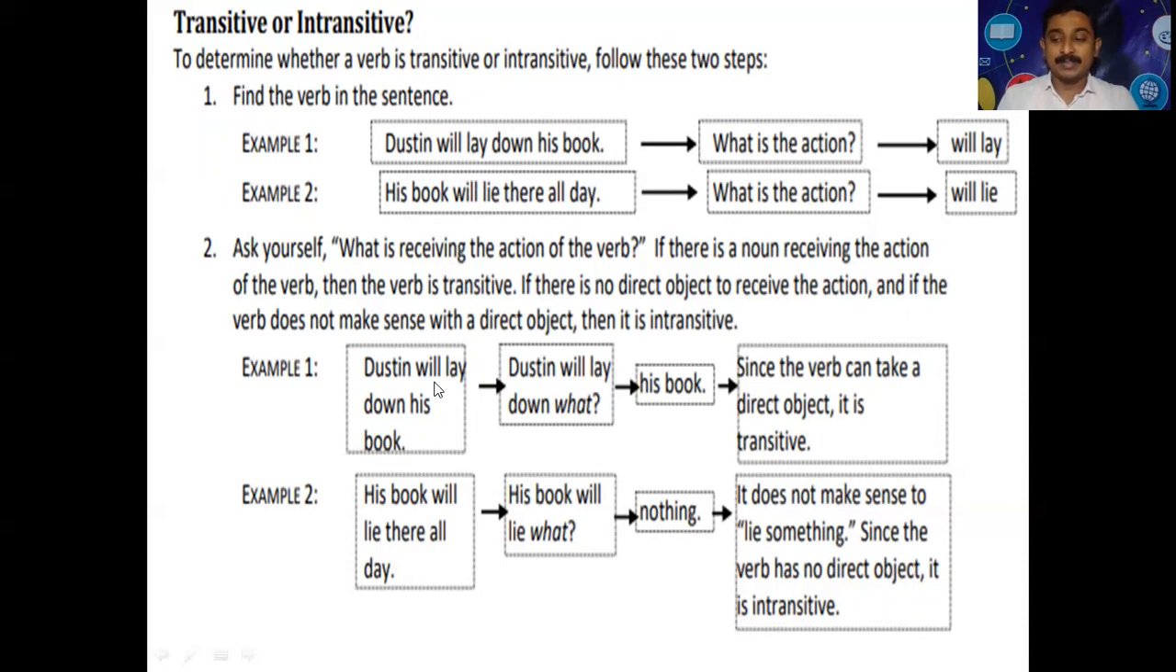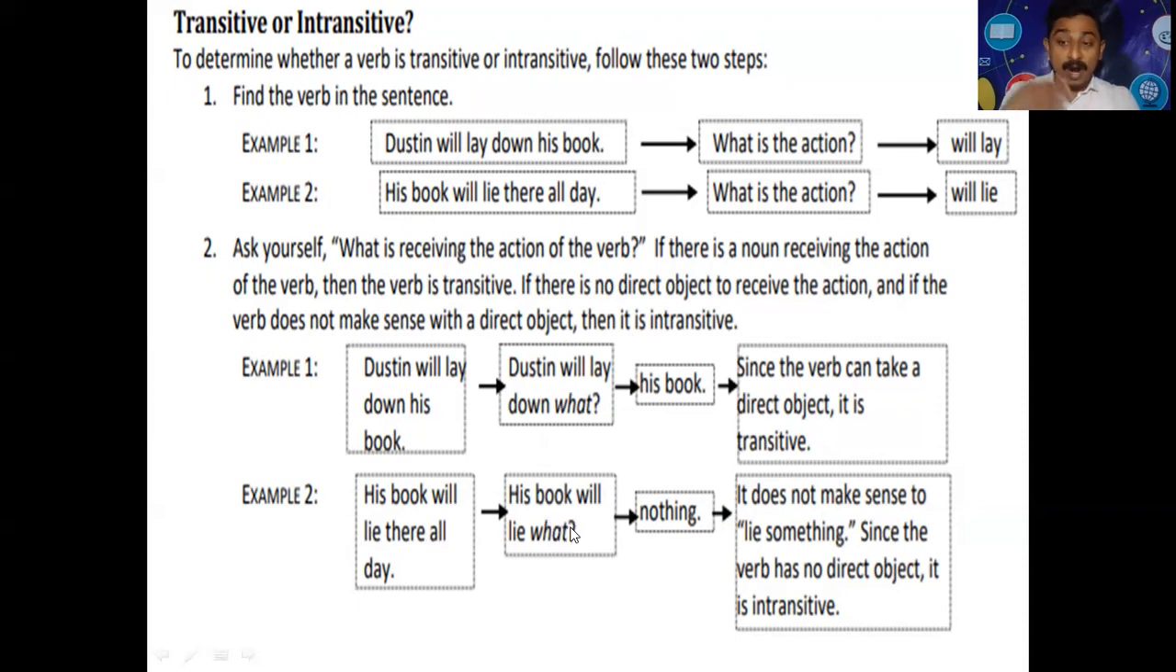Let us analyze the sentence once again. Dustin will lay down his book. What will Dustin lay? His book. Since the verb can take a direct object, or since there is an object that receives the action of the verb, this particular verb will lay is said to be transitive. Whereas in the second example, his book will lie there all day. What will lie?